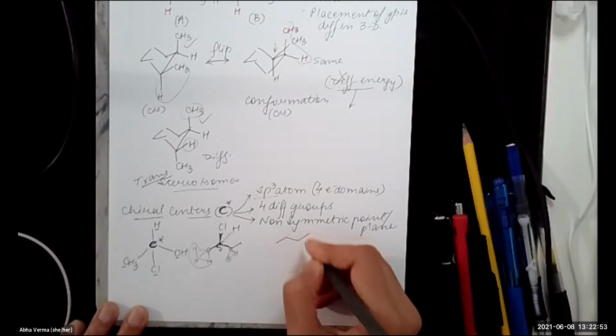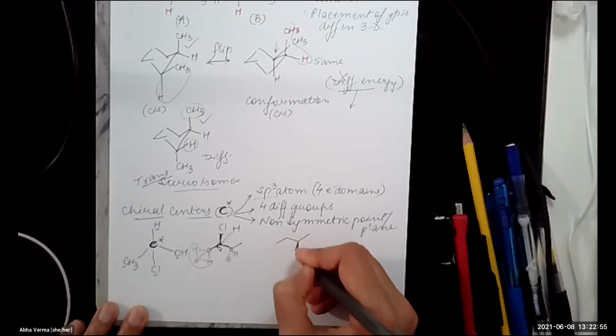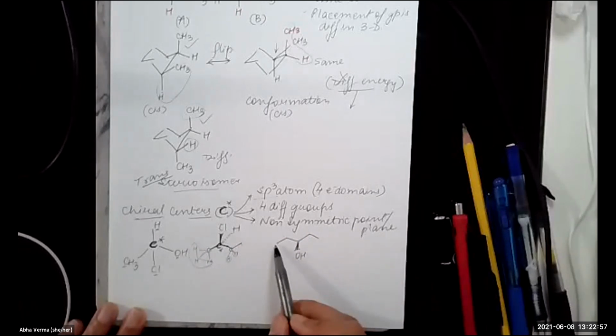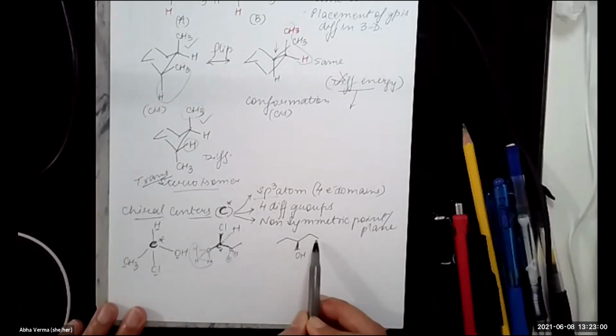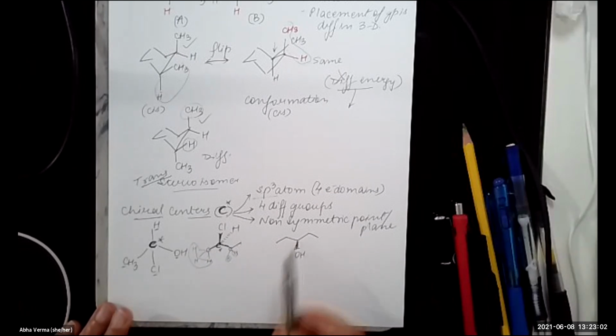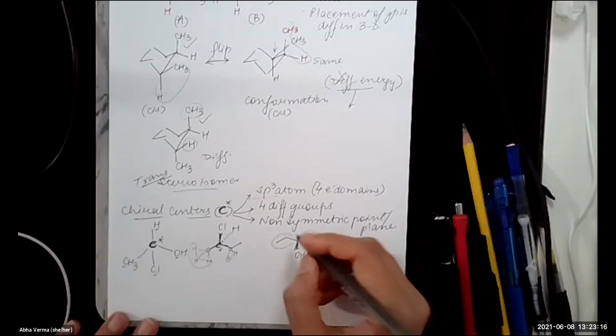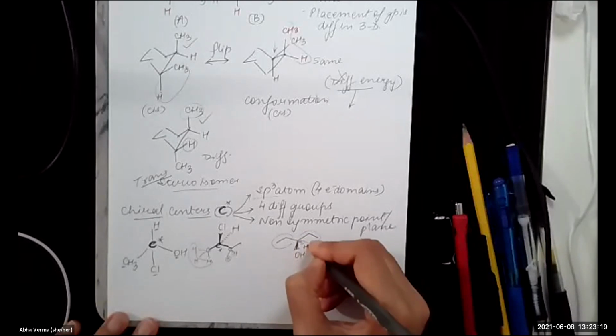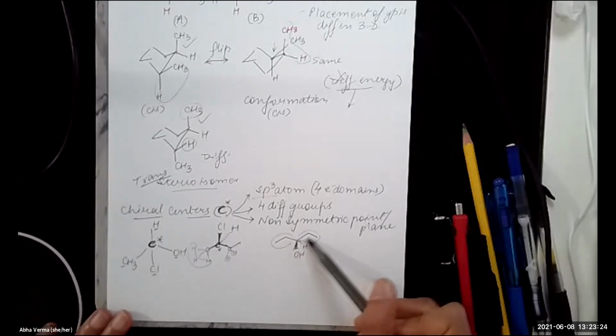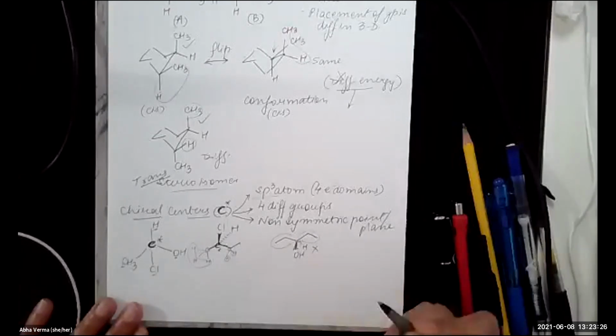What about this? Not chiral, not chiral, not chiral, not chiral. What about this? Is this chiral? No, it is not. Very good. Why? There are 2 methyls, the same. Same groups, exactly. Even though hydrogen and hydroxy are different groups, my ethyl groups are exactly the same. So this is not a chiral site.